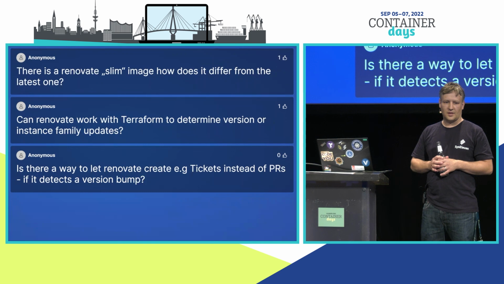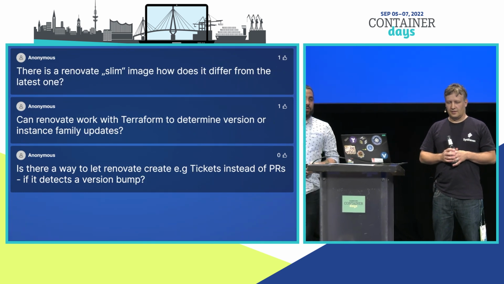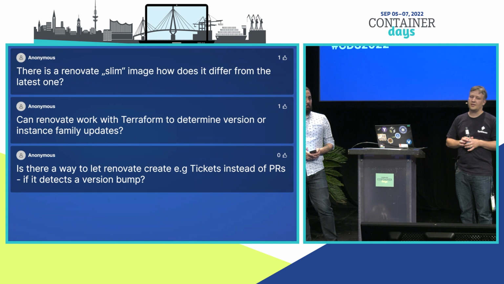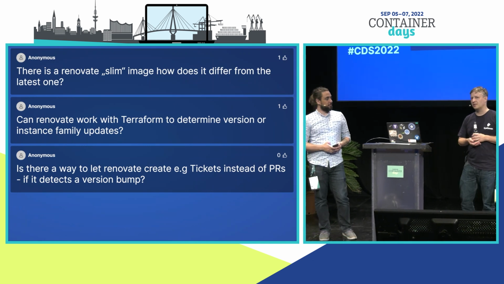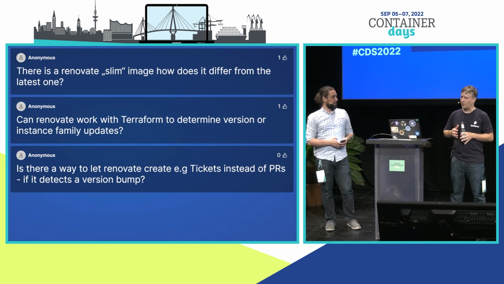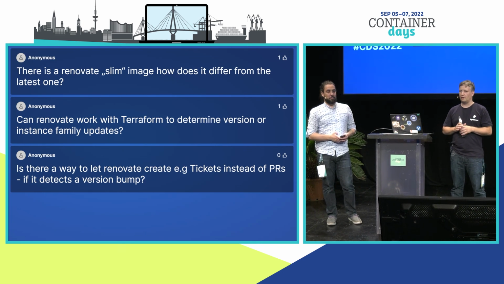There is a Renovate Slim image. How does it differ from the latest one? Sorry, I haven't tried it. I always pull the large Docker image. I don't know. I always use the full Monty.